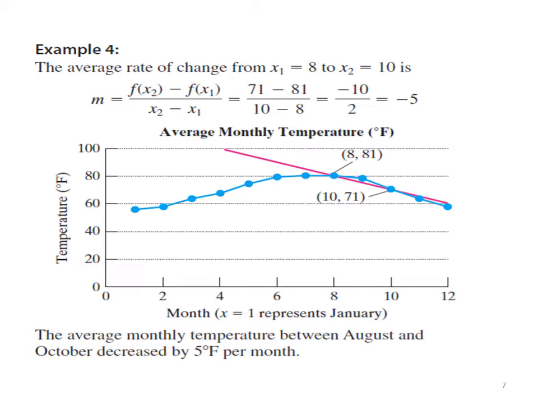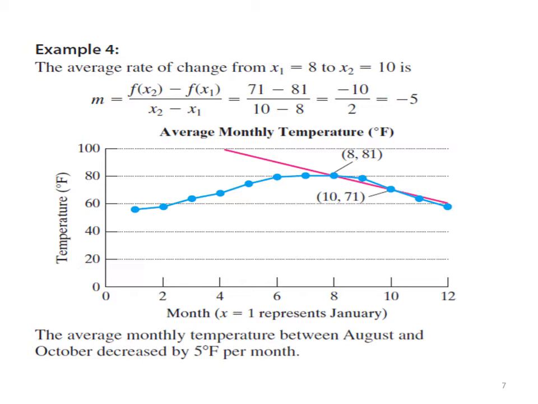To do this, of course, you just take the slope. We have 2 points. The first point is (8, 81). The second point is (10, 71). The slope of the line passing through these 2 points will give you the average change of temperatures during that period.